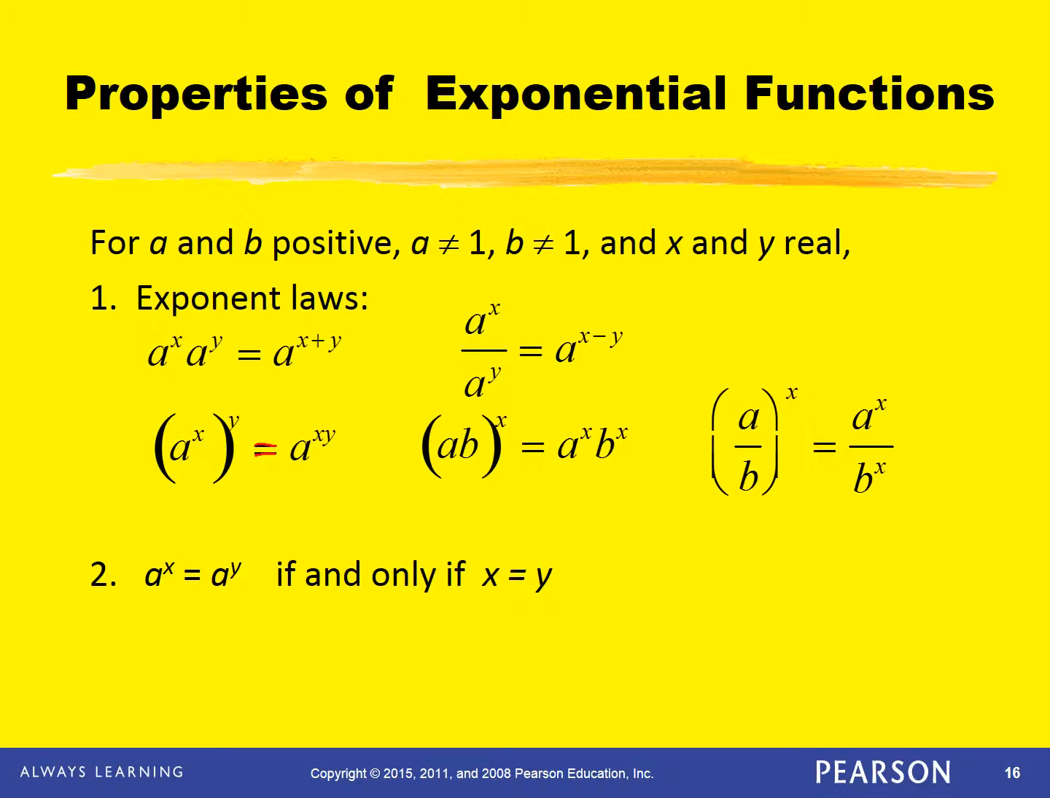When we're solving an exponential equation, a lot of times we're going to be able to use this rule, which is if you have two exponential expressions with the same base and they're equal to each other, then the exponents must be equal. x must be equal to y. If not, a to the x wouldn't equal a to the y. For x not equal to 0, a to the x equals b to the x if and only if a equals b. So if the exponents are the same, then the bases have to be the same.